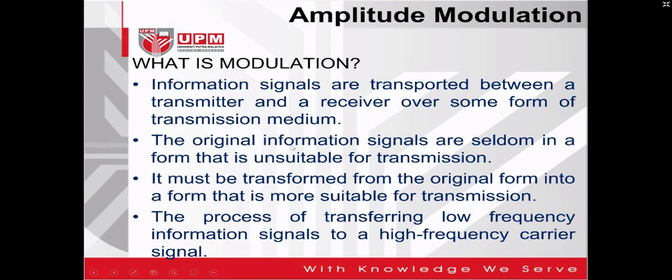The original form of the information is normally unsuitable. You see here, unsuitable. For example, your voice is unsuitable to transmit to another place. Therefore you need to transform it to make it more suitable. For example, your voice is at low frequency, so you need to modulate it to a higher frequency in order to transmit. Okay.